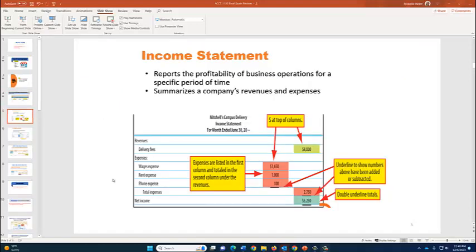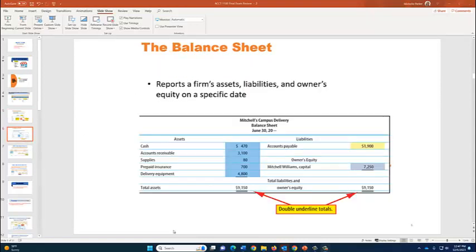Next, you'll need to know the purpose of the income statement. The income statement reports the profitability of a business, or the net income or the net loss, and it summarizes the company's revenues and expenses. Next, you'll need to know that the balance sheet reports a company's assets, liabilities, and owner's equity on a specific date.